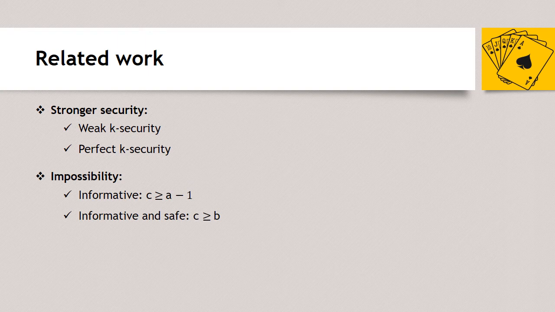Additionally, there are known impossibility results, such as the impossibility of an informative announcement when C is greater or equal to A minus 1, and it is also known that an informative and simultaneously safe announcement protocol does not exist if C is greater or equal to B.